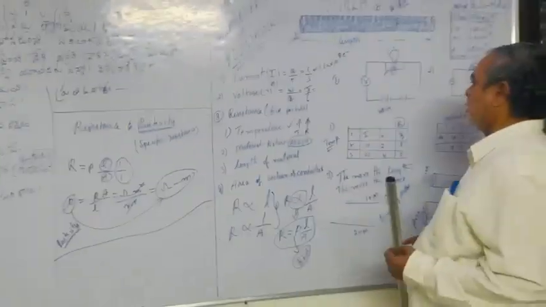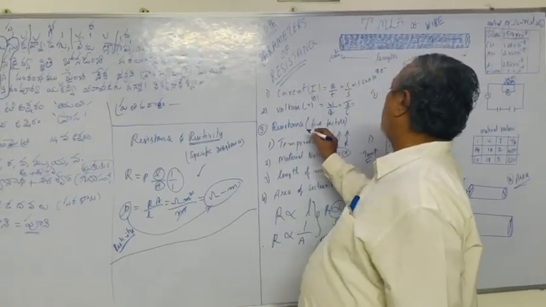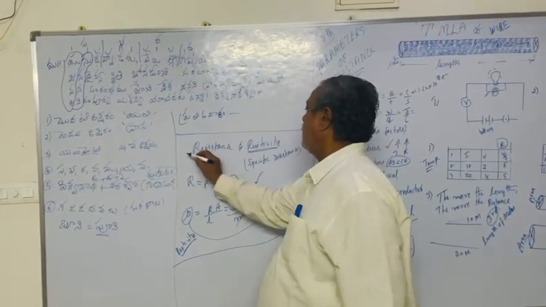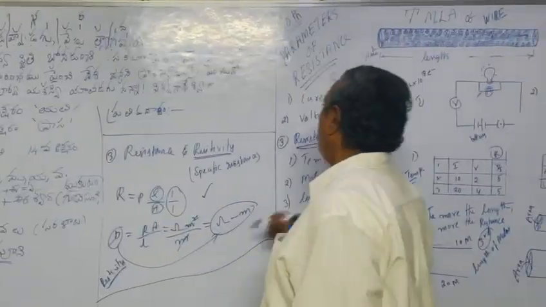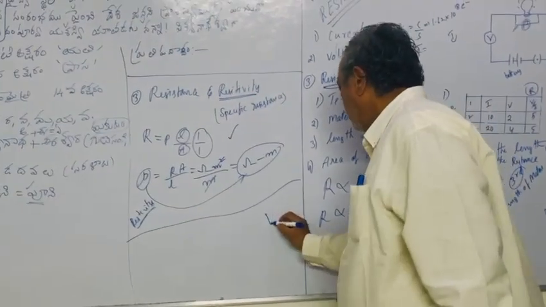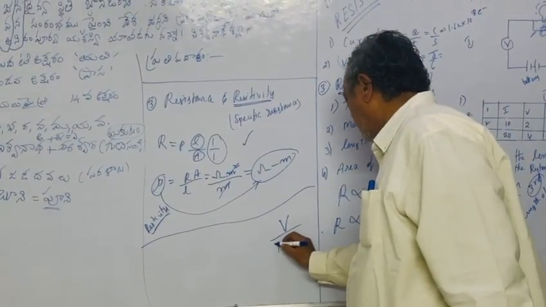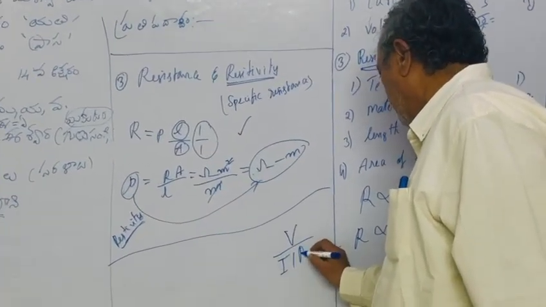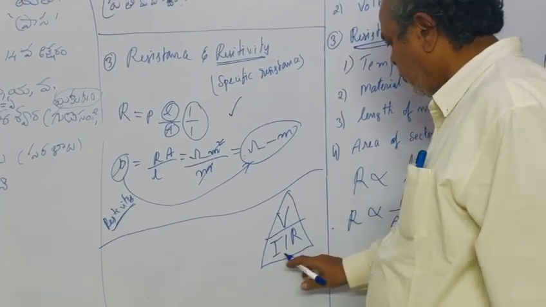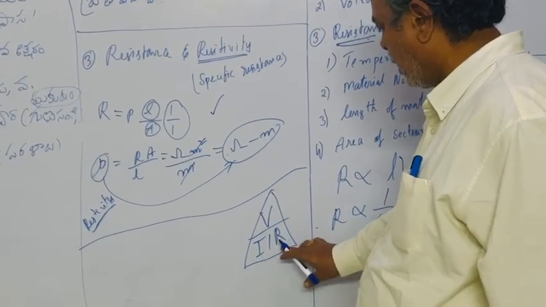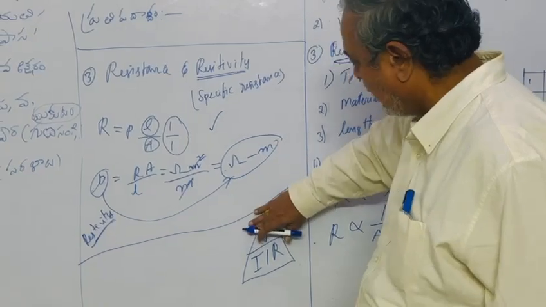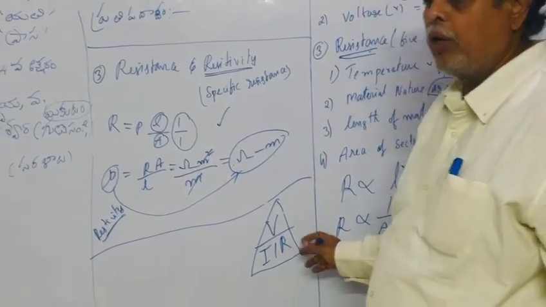What you have observed here? This is the third resistance. We have observed that this is the third one. Finally we have observed V, I, R. If you go by this Ohm's diagram, if you close I, that is V by R. If you close R, V by I. If you close V, I times R. In that way you will have to do.